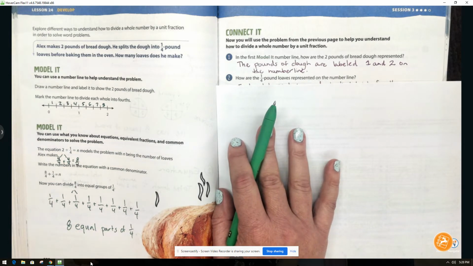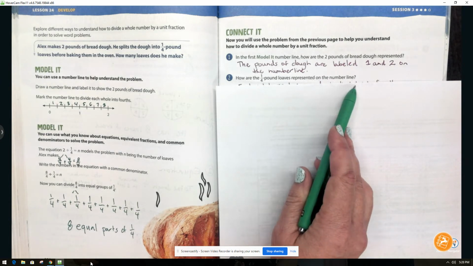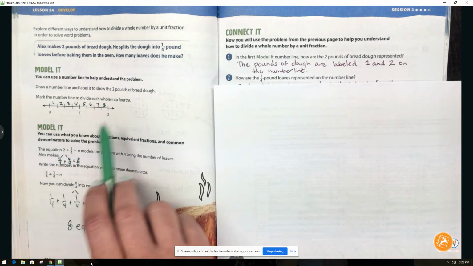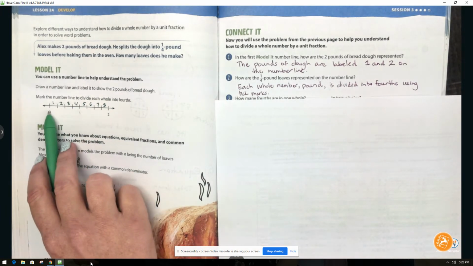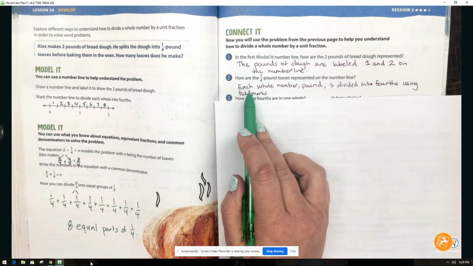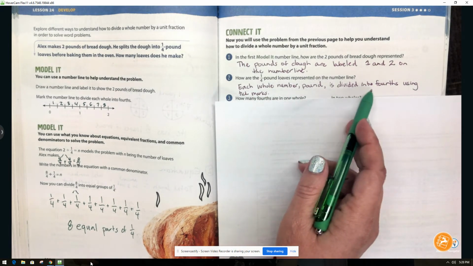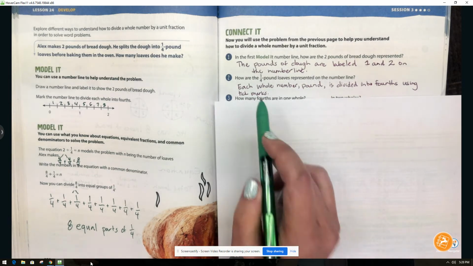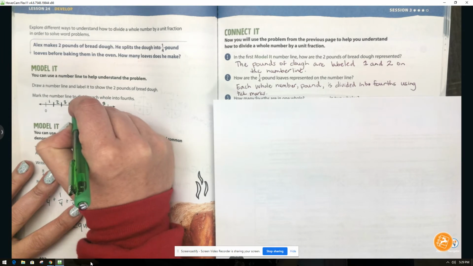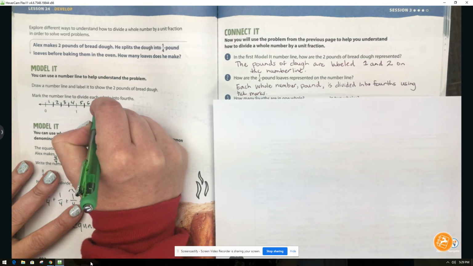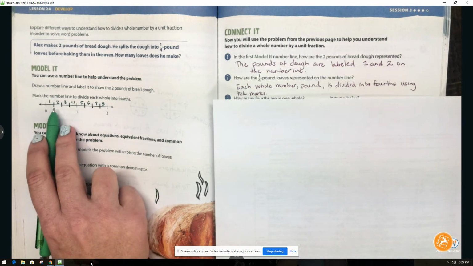Now, number 2 says this: how are the 1/4 pound loaves represented on the number line? So when we look at this number line, how are the 1/4 pounds represented on this number line? Each whole number, or pound, is divided into fourths using tick marks. So these right here are called tick marks. And these tick marks are dividing each of the wholes into 4 equal parts.